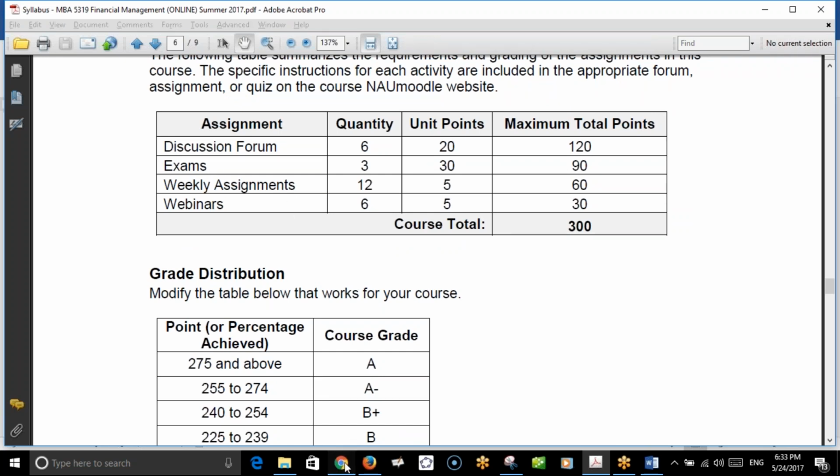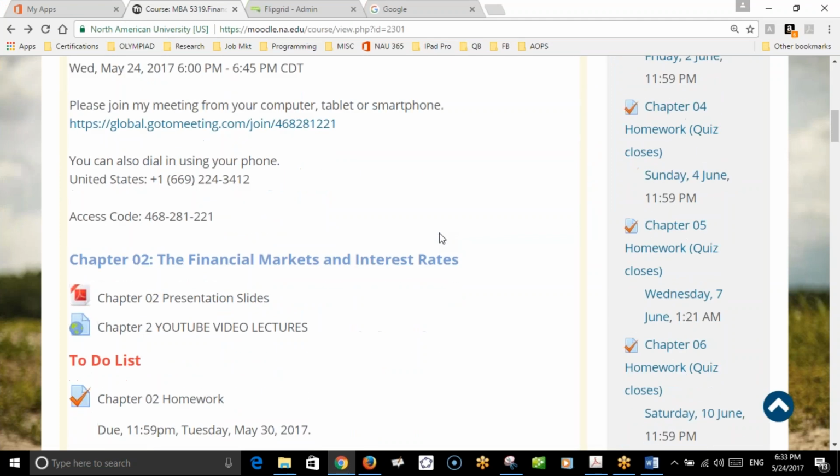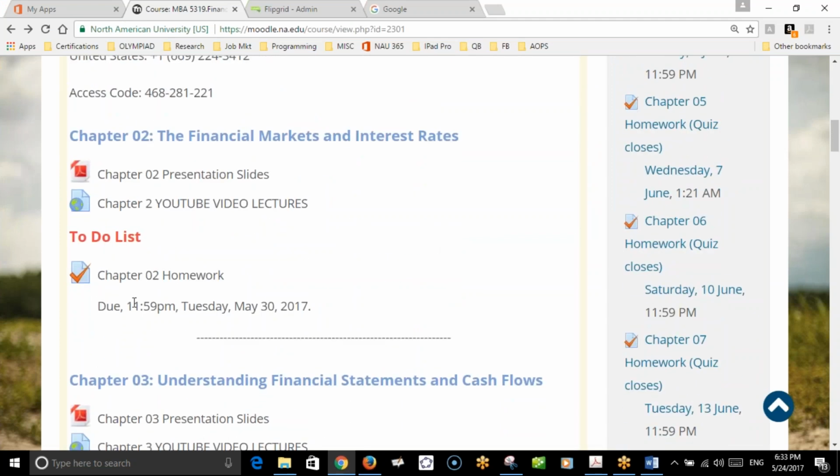Weekly assignments will be on Moodle again, and you can already see under the to-do list, under each chapter, the homework. We are skipping chapter 1 from our textbook, so the homework will start with chapter 2 homework, and that one is due next Tuesday. That's your first homework assignment, which is due next Tuesday, midnight. As you click on the homework, you will have 3 attempts. For the homework, you have 3 attempts, but not for the exam.